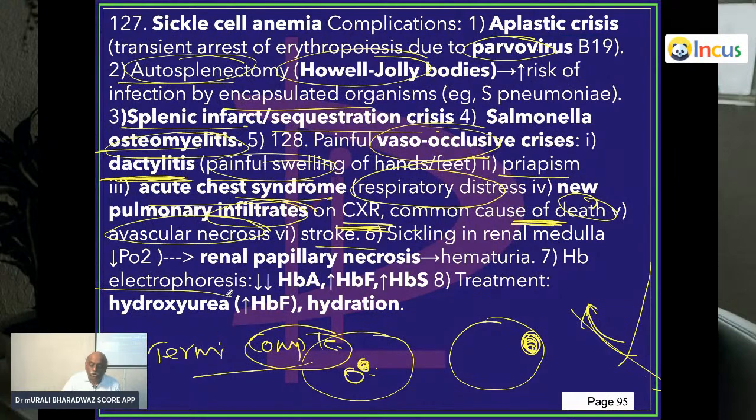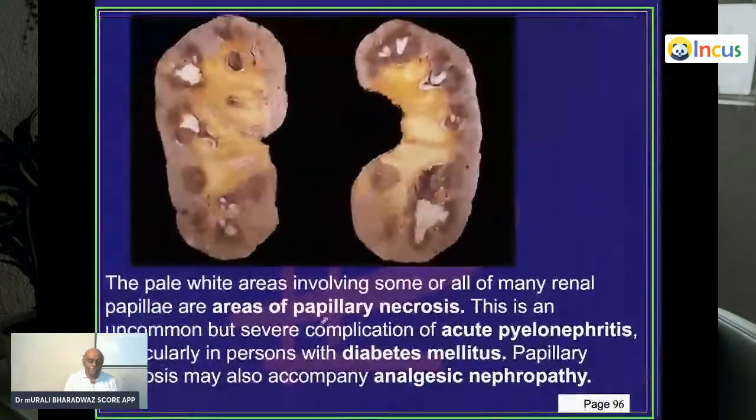Then if you do hemoglobin electrophoresis, what do you see, doctor? High hemoglobin S, high hemoglobin F, and decreased hemoglobin A. And how do you treat? Hydroxyurea, which will increase the HbF, and hydrate the patient well. Treat his infection with antibiotics. Give him sufficient oxygen the moment he walks into the ward, because hypoxia, dehydration, acidosis are all precipitating factors. That is the complications of sickle cell anemia.